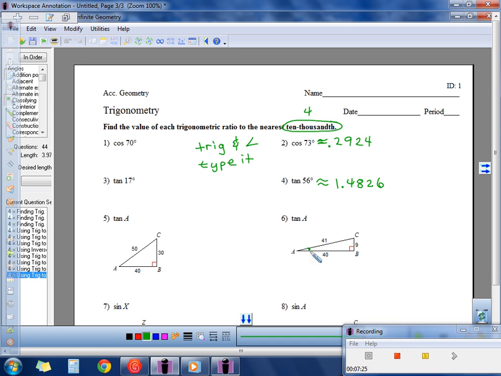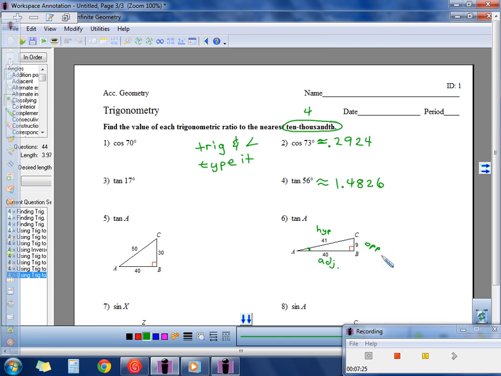And from angle A, we're going to label our sides: hypotenuse, adjacent, opposite. Which one's the hypotenuse? 41. It's the longest. It's across from the right angle. Which one's the adjacent? 40. It's right next to the angle. And the opposite one is the one that's furthest away. That's the 9. It's across from the angle you're given.